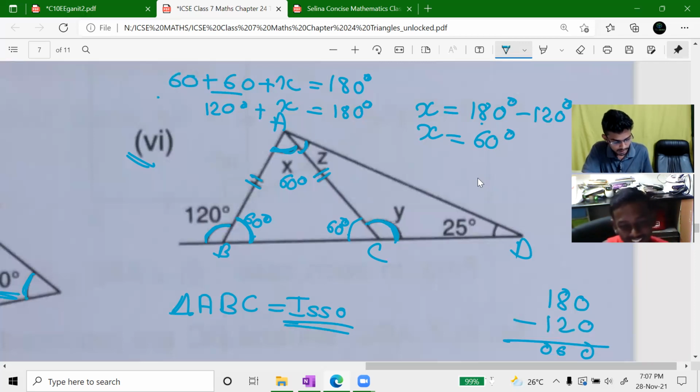Now tell me, these are linear. Even z will be the same, 60 degrees only. No, we have to find it out. How to find it? I will tell you now. What will be the measurement of y if this is 60?